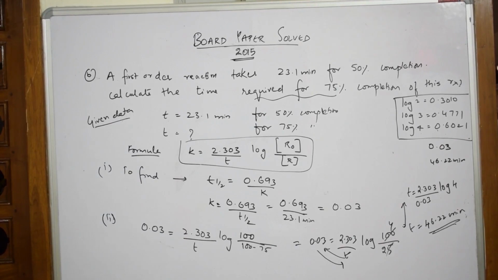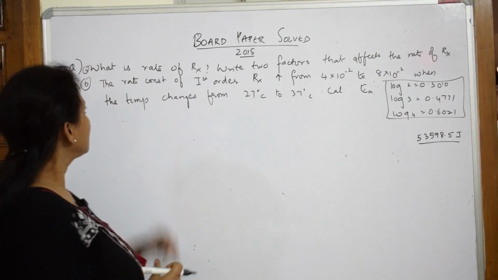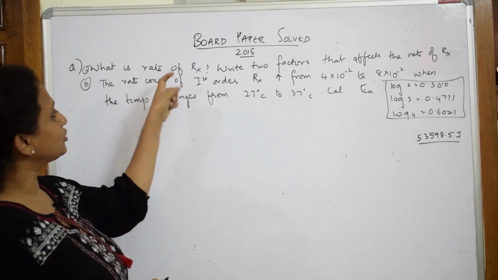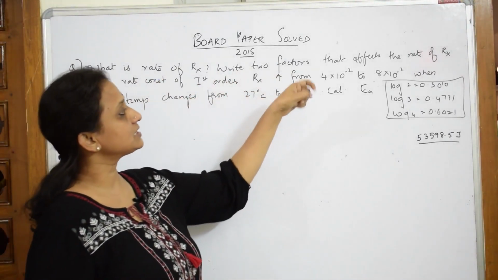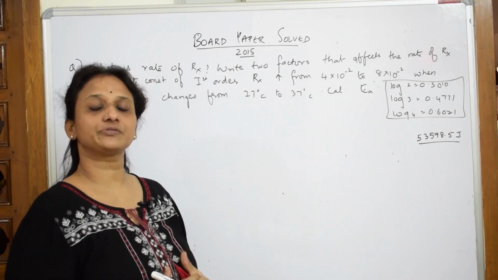Right. So let us come back and solve the 2015 paper. What is given to us? What is the rate of a reaction? Write two factors that affect the rate of the reaction. Okay, we have already done a video on this. So what is the rate of reaction?